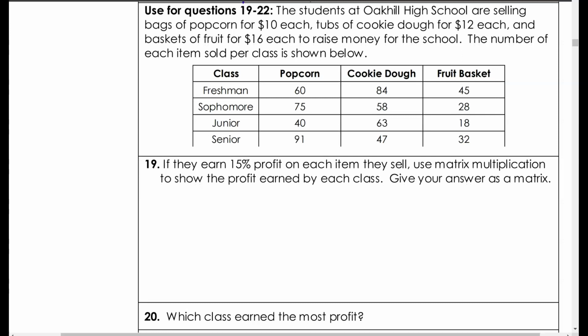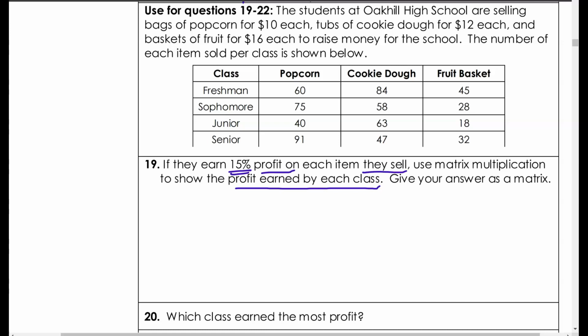We're using this for the next couple of questions. The students at Oak Hill High School are selling bags of popcorn for $10 each, tubs of cookie dough for $12 each, and baskets of fruit for $16 each to raise money for the school. The number of each item sold per class is shown below. So if they earn 15% profit on each item they sell, use matrix multiplication to show the profit earned by each class. Give your answer as a matrix.